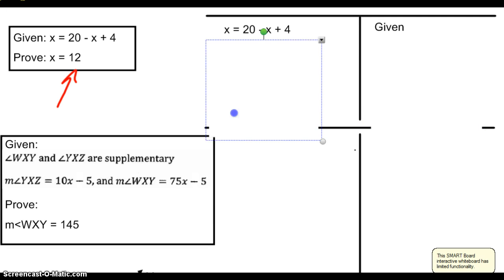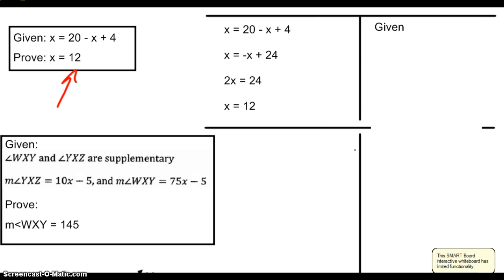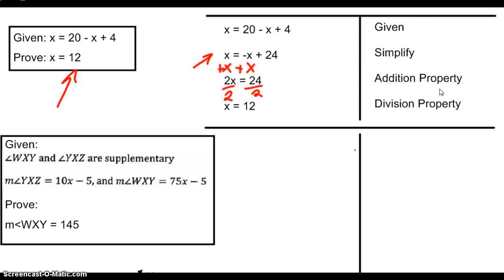All right, hopefully you tried to finish it and you got this work. We're going to combine like terms to get x equals negative x plus 24. We are going to add x to both sides to get 2x equals 24. And then we're going to divide by 2 to get x equals 12. And what are my corresponding reasons going to be?